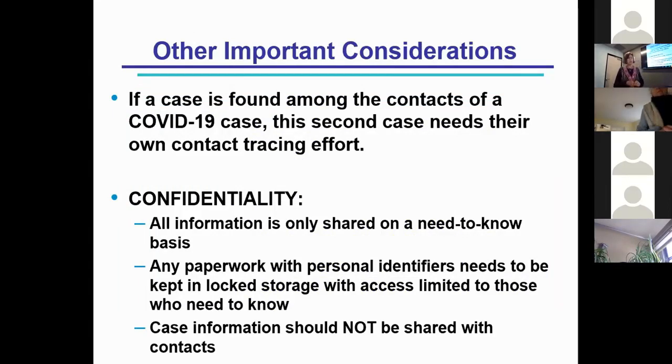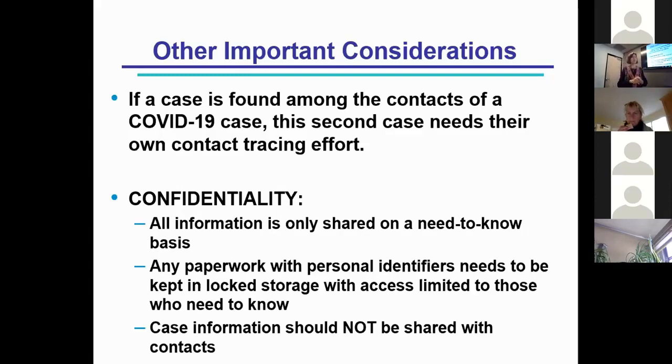So if a case is found among the contacts, one of the things you have to remember is if they're now a case, then you're starting this process all over again. So they then go to the case interview. You're going to interview them again about where they've been, and you're going to generate another list of contacts for that person. So it's a chain. That's just important to remember.